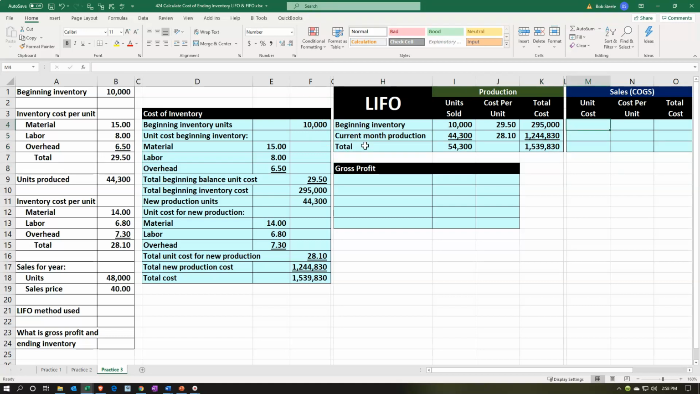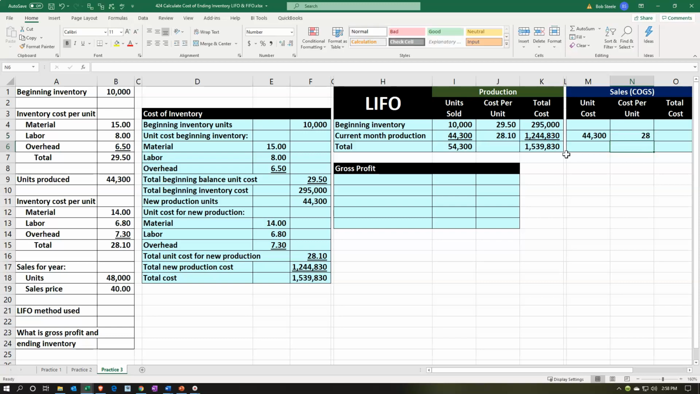Spelling that one. So then we're going to have the sales here. We have the sales units that we had. We are selling 48,000 units. So which ones did we sell first? We sold the later units here, now being actually the cheaper units, which is kind of weird. So that's the reverse of the norm. But we still sold the later units. So same process here.